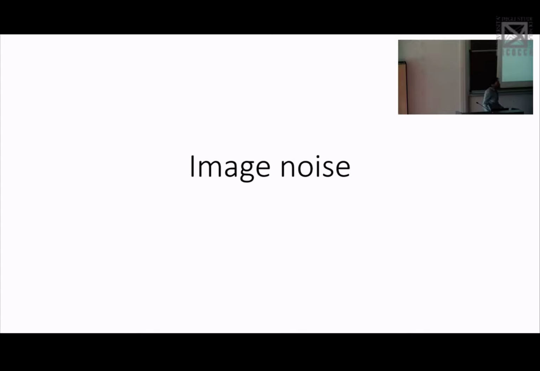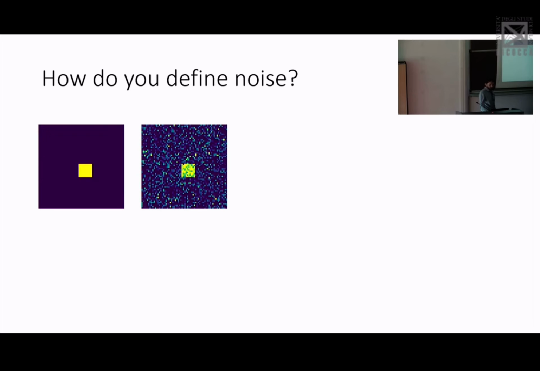Now, when we talk about images, of course, we need to talk about noise. And noise in medical images, at least in some modalities, can be really huge. The question is, how do we define noise?